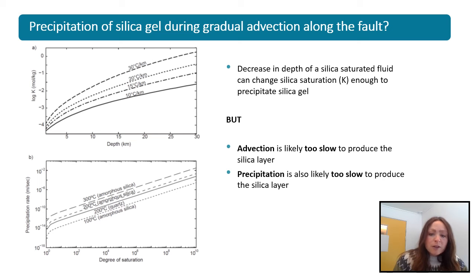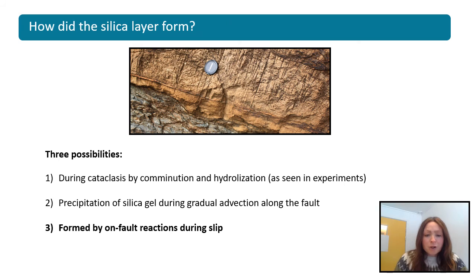We can't rule out that advection first led to precipitation of quartz veins that was a slow process, which were later reworked by slip. A third possibility is that the silica layer formed by on-fault reactions during slip.